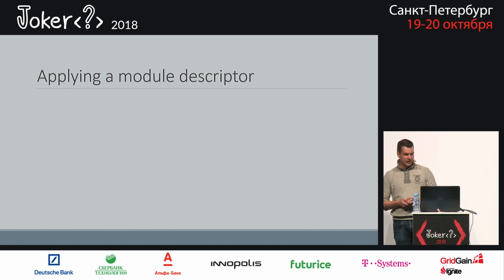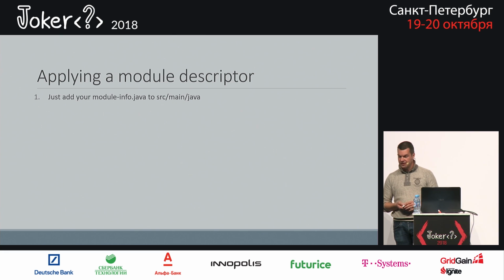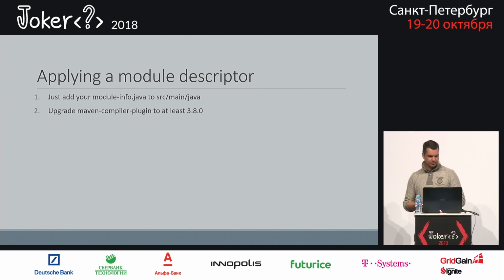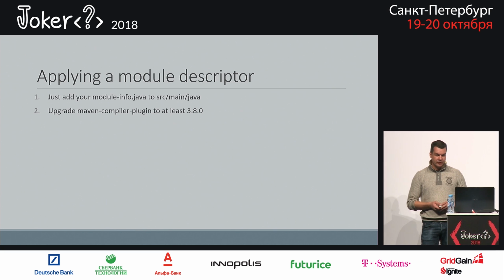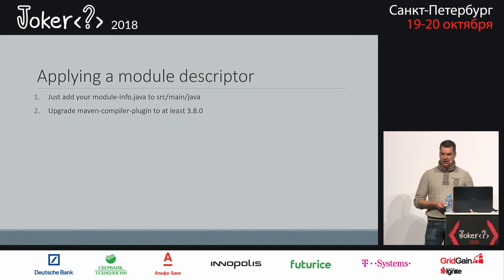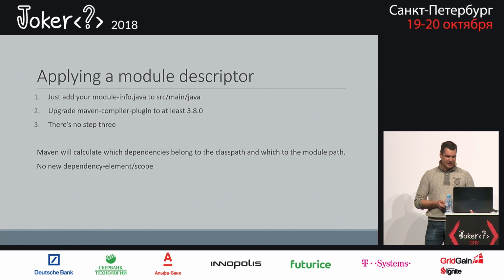So the next thing you can do is a module descriptor. I will show you a small example of module descriptor later on. And the first thing you need to do is create this module-info file. And you can add it to the root of your source folder. So basically that's always the source main Java folder. You also need to upgrade your Maven compiler plugin to 3.8.0. That's the one supporting Java 11 as well. And step 3, there's no step 3. So this is all you need to do.